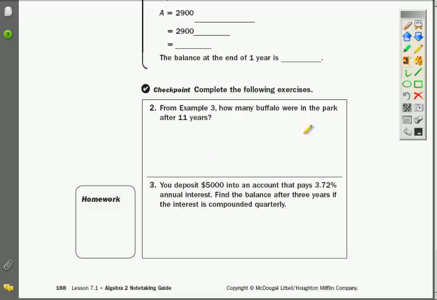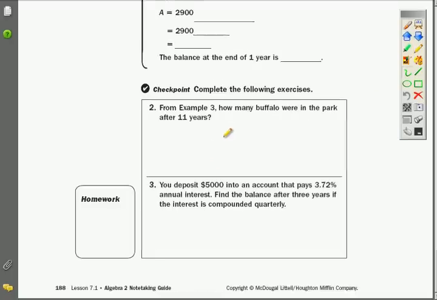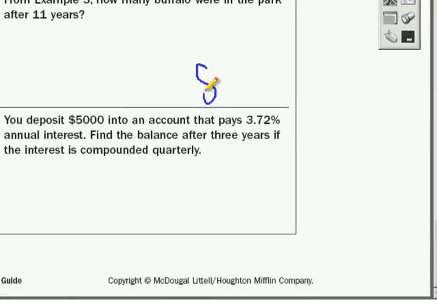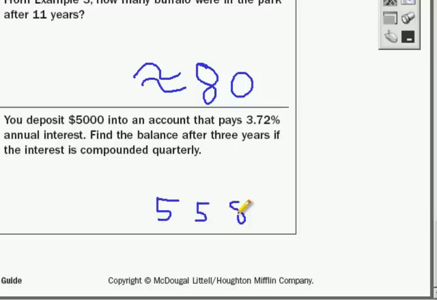All right. This one here, the answer was about 80, approximately 80. And this one down here was 5, 5, 8, 7, 4, 5. I hope you got those answers. If not, we can talk about it tomorrow.